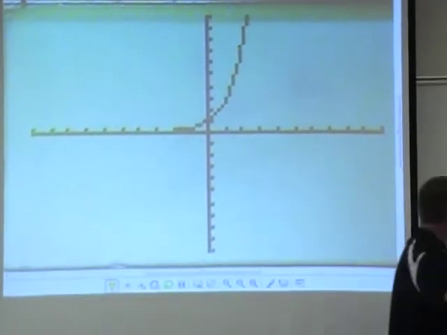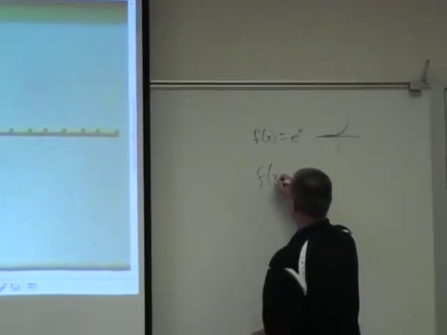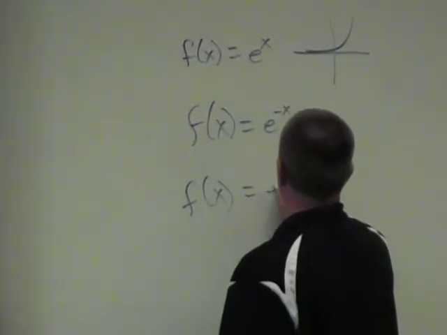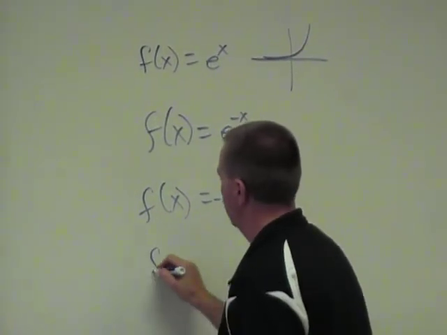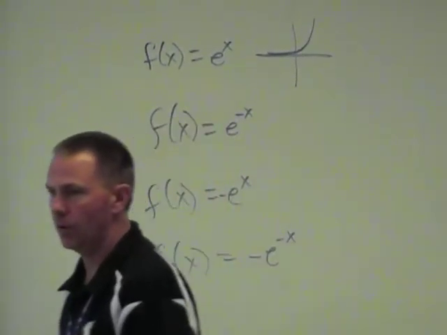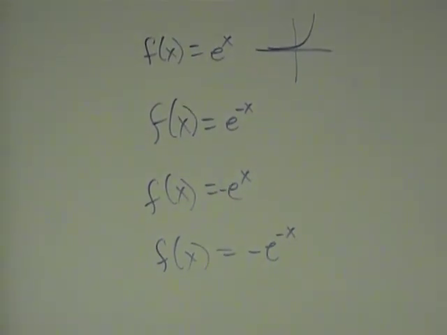Now, let's do these other ones. Tell me what happens with this. Either negative x compared to negative e to the x, and then also negative e to the negative x. I want to know what's happening to the standard form when you put those in. Everybody do it.